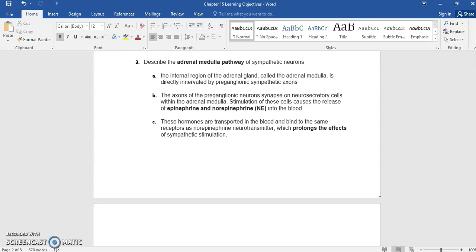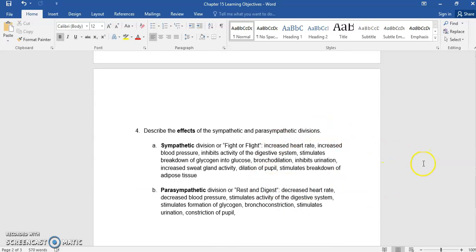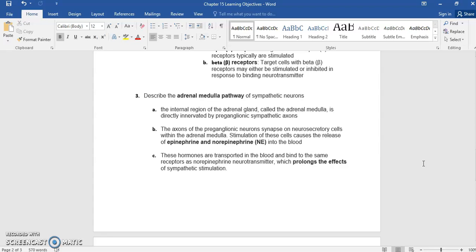And so it works just a little bit differently than what we've already described about the sympathetic nervous system. So we want to talk about that and why it works a little bit differently. And then the last thing we'll talk about is the effects. So whenever the sympathetic motor neurons are sending signals to these effector organs like the cardiac muscle, smooth muscle, and glands, what effects that has on those organs. And then we'll also talk about the effects of the parasympathetic motor neurons on those same effector organs.